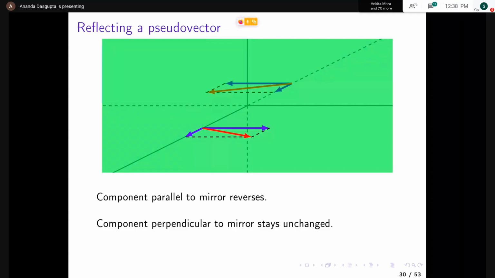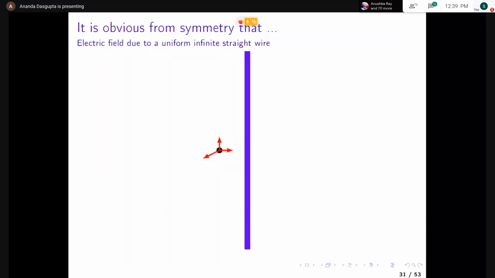Okay, now, having said this, let us quickly answer the question that I raised at the beginning of this section, which is, why are two opposite things obvious from symmetry? So this electric field due to a uniform straight wire, so imagine that this blue line in the middle of the page is a uniform infinite straight wire. Of course, it's infinite. I've just drawn it as finite. And this black circle is a point in front of the wire somewhere.